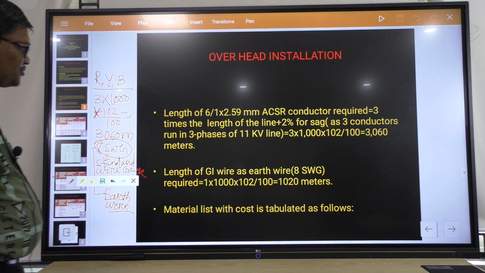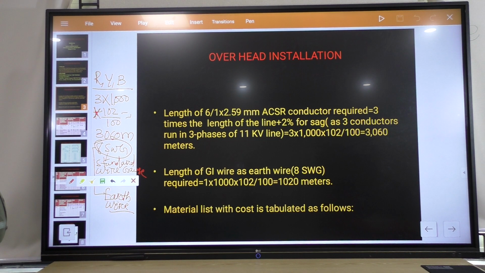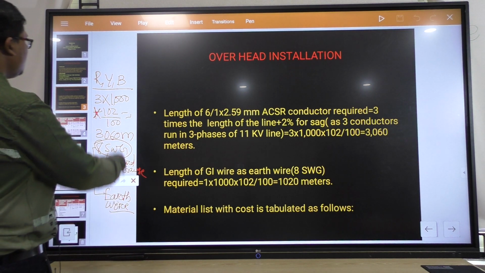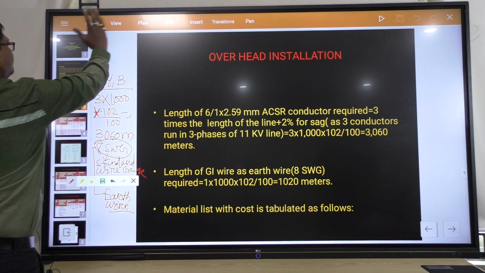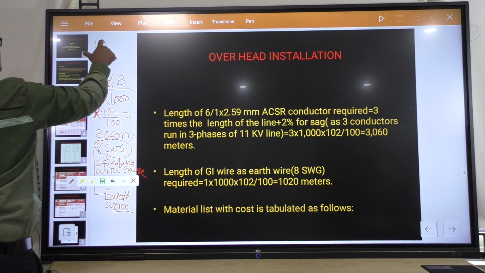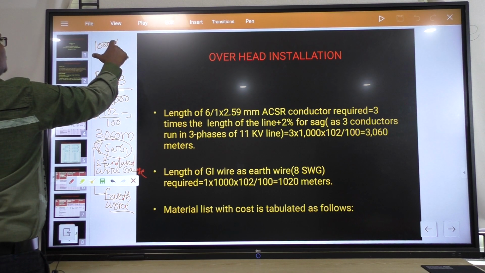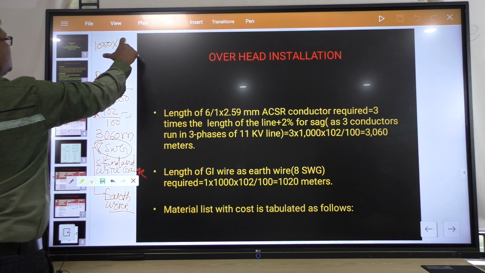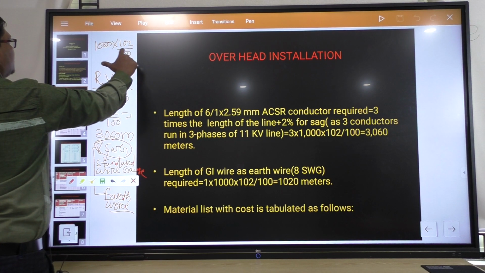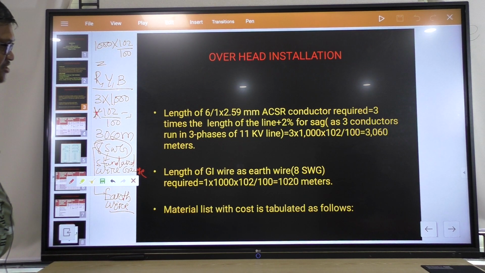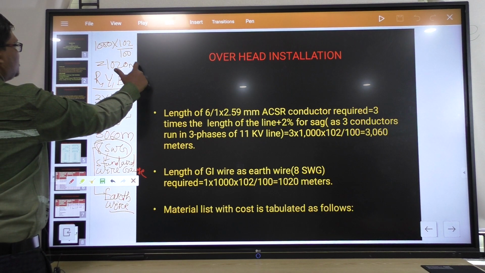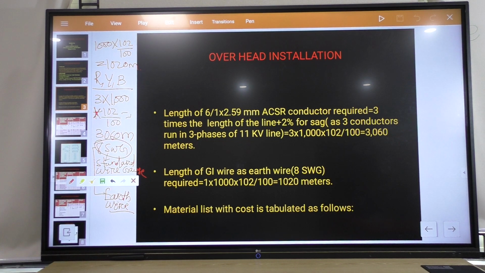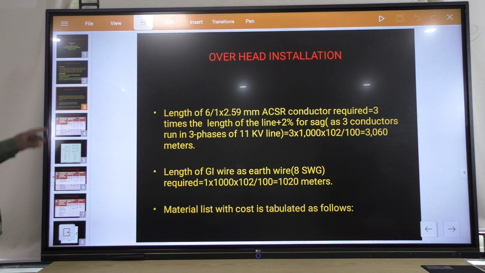Then the length of earthwire will be, total length is 1000, so 1000 into 102 by 100, that is 2% sag. It will come to 1020 meters of earthwire required. Next we will move to the material list.